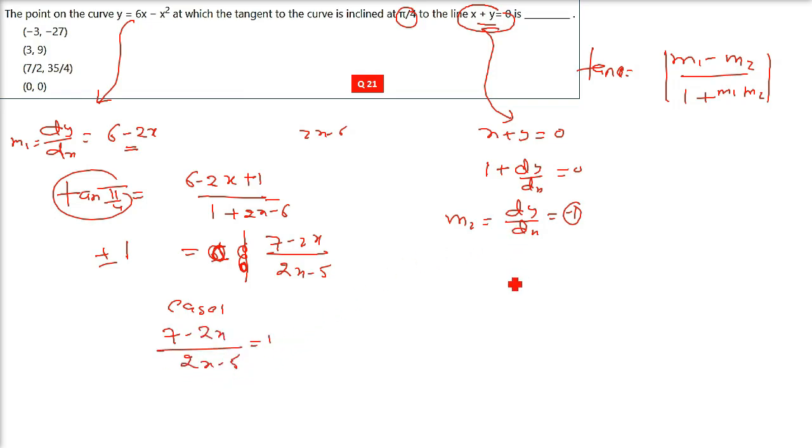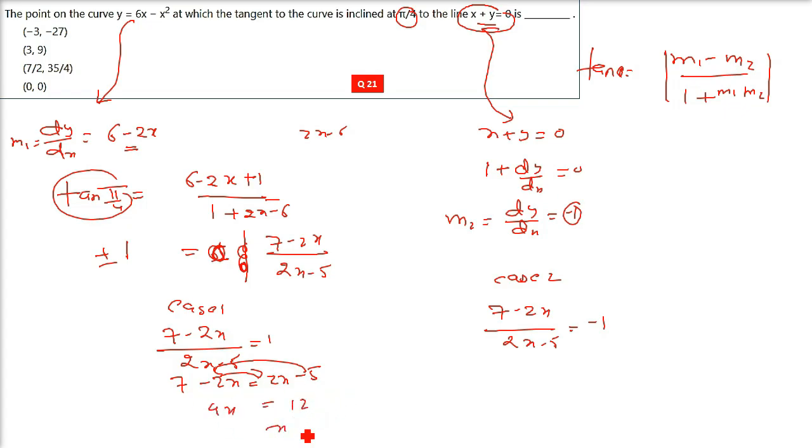So there will be two cases. In one case you will put 7 minus 2x by 2x minus 5 equals 1. And next time we will equate it to -1. This 1 and -1 will give you two options. Let me do it. 7 minus 2x equals 2x minus 5. That is, 2x and 2x goes here, it will be 4x. So this is going to give you 4x equals 12. X is equal to 12 by 4, that is 3. So x is equal to 3 here.